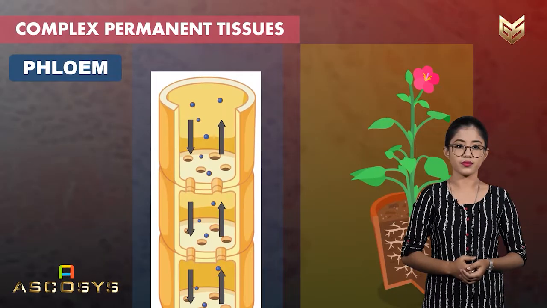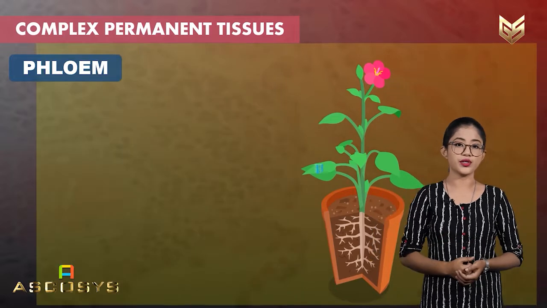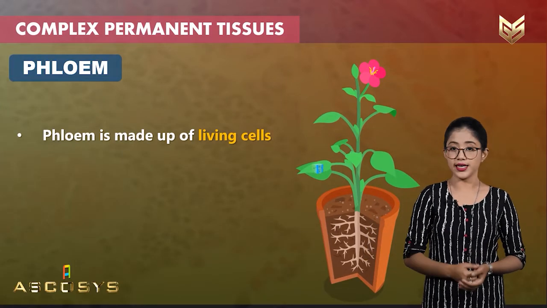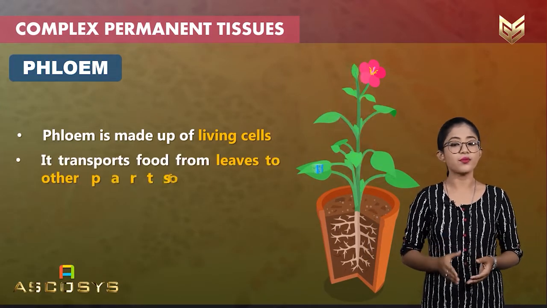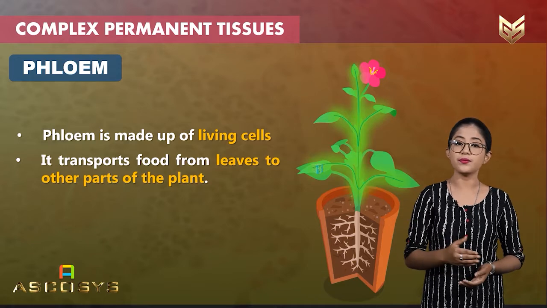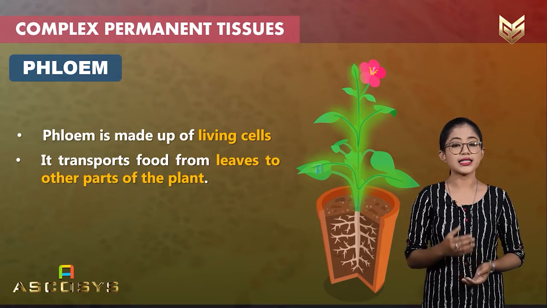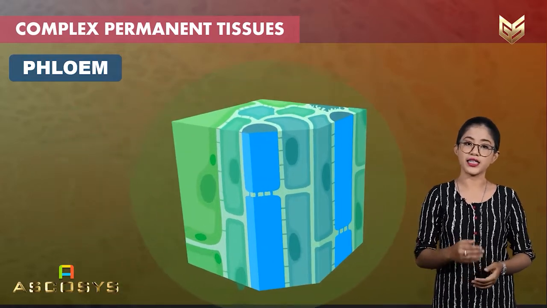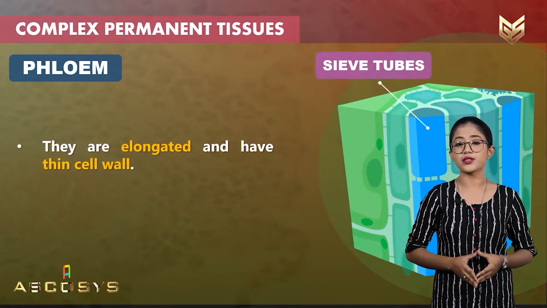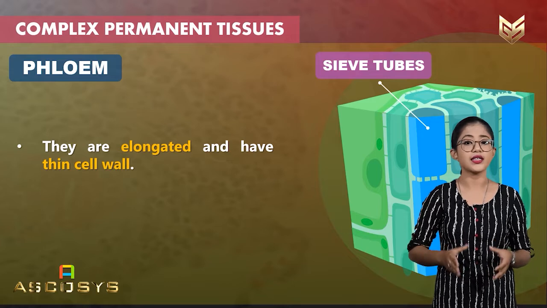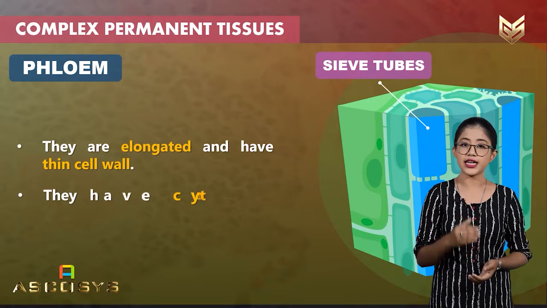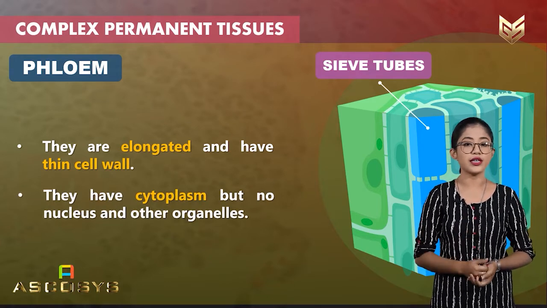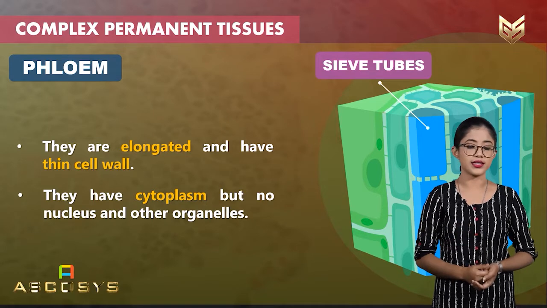Now let's discuss the phloem tissue. So this phloem tissue is made up of living cells, and it transports food from leaves to other parts of the plant. It consists of the following four elements. The first one is the sieve tubes. The sieve tubes are elongated and they have a thin cell wall. They have cytoplasm but no nucleus and other organelles.